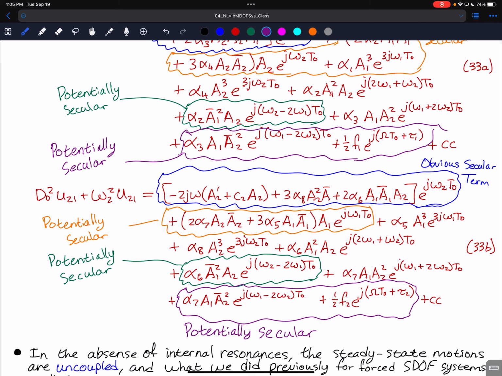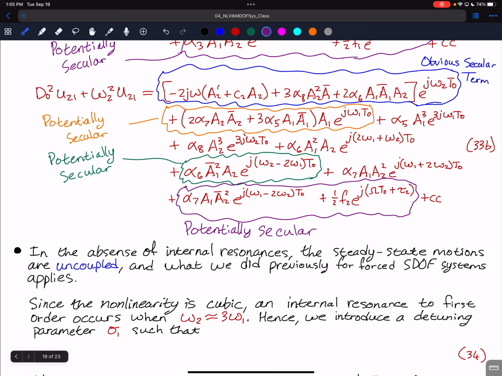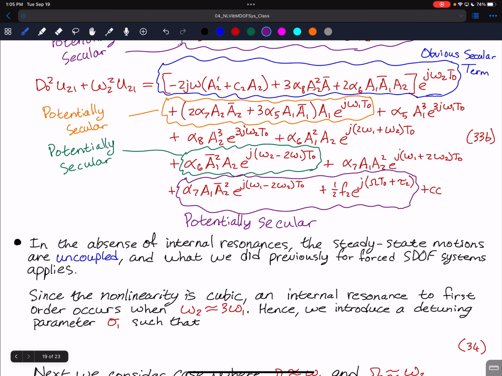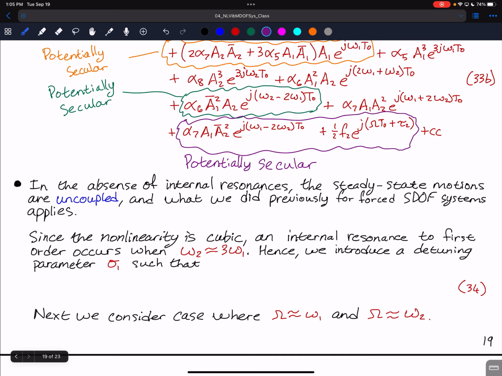Okay, so these terms, except for that forcing, all of them are the same as what we saw previously. So really what we've added here is this forcing term. So in the absence of internal resonances, the steady state motions are going to be uncoupled, and if you want to study that, you can do what we did previously for a single degree of freedom system, meaning that we are not going to do that in class. We're going to skip ahead and study something more interesting.